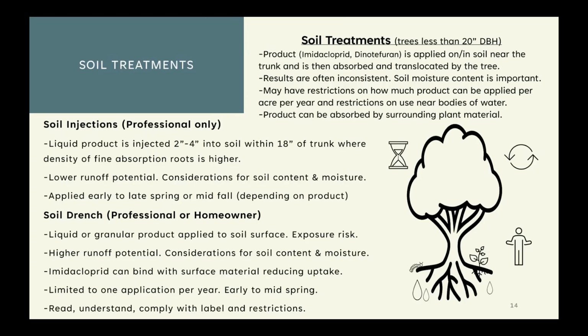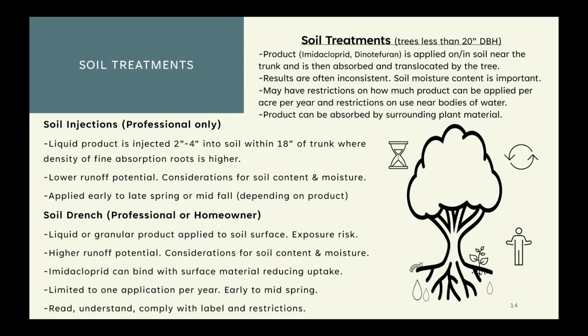Results are inconsistent, ranging from effective to ineffective, but there are a lot of variables that will come into play in that effectiveness. And so soil moisture content is one of those. There also may be restrictions on how much product can be applied per year per acre with these products, and then additional restrictions on if and how these products can be used near bodies of water. So it's imperative to become familiar with the labels and what those restrictions are with the use of this technique.